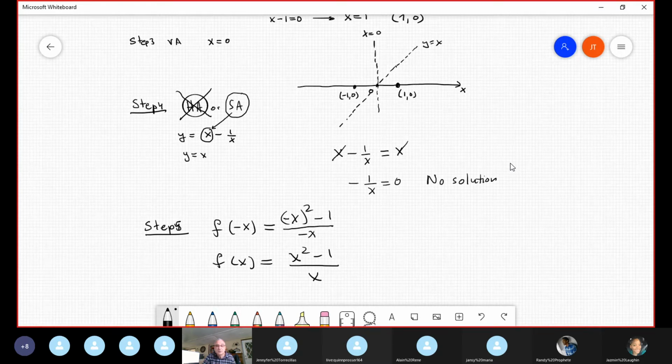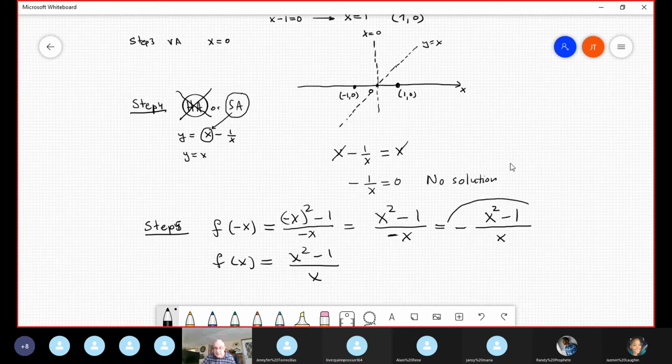minus. This is a square, doesn't change. And 1 over minus x, this changes. And this minus that we have here, I can put it in front like that, x squared minus 1. And we compare this new one after the reflection and the original.